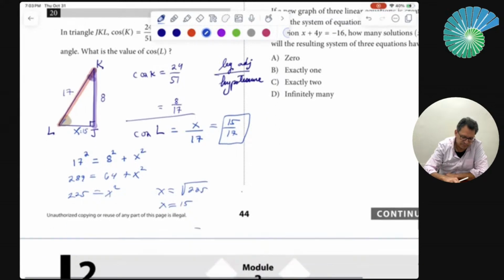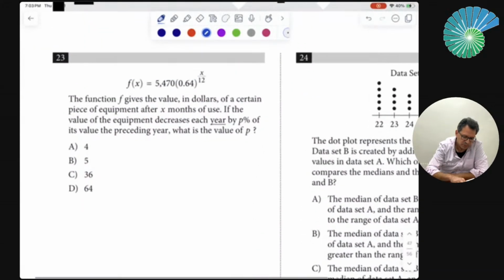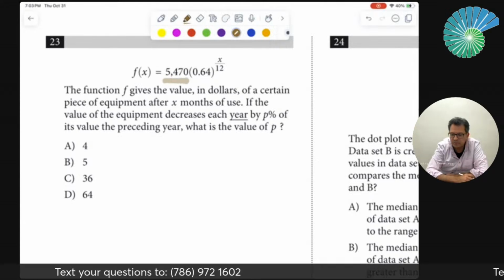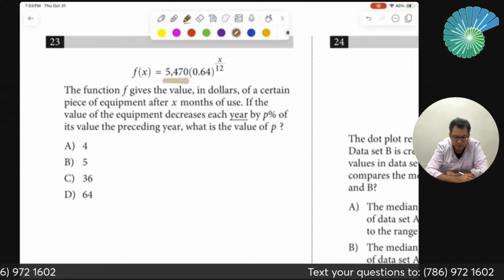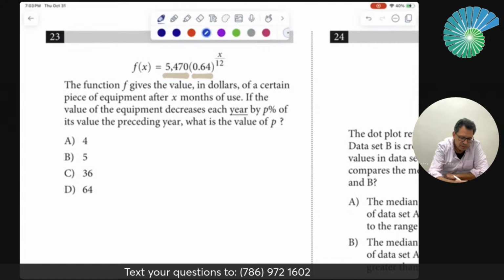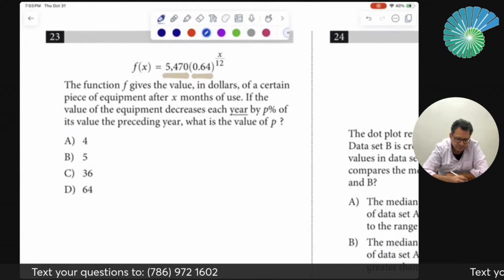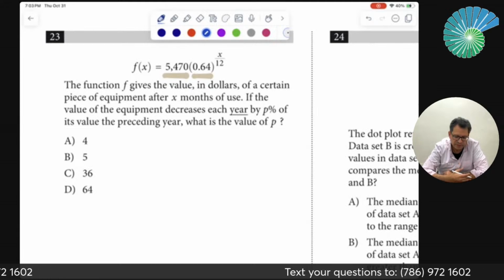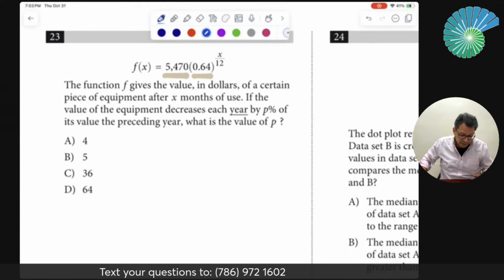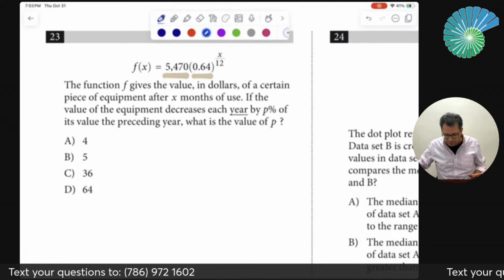Next question. Question 23. 23 is an exponential function. It has an initial value of 5,470. And the question here is, it says that the value of the equipment decreases each year by a certain percent. And then what is the value of that percent?